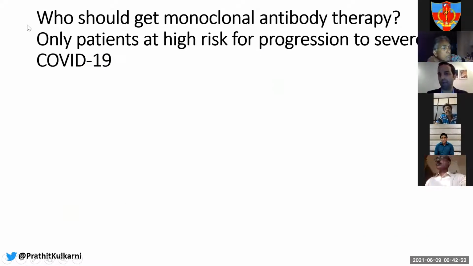So who should get monoclonal antibody therapy? It should only be patients who are at high risk for progression to severe COVID. So the people who should get monoclonal antibody therapy are patients who have mild or moderate COVID-19 at home. They're not yet in the hospital, and they're at high risk for progressing to severe disease because they are either older than age 65 or they have underlying medical conditions such as diabetes, heart disease, lung disease, kidney failure, etc. Those are patients who should get monoclonal antibody therapy. If somebody is below age 50, has no medical problems, that patient probably does not need monoclonal antibody therapy. It's meant for patients who have high risk for progressing to severe COVID.